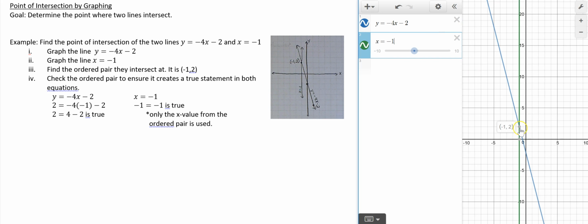If we use our cursor, we can come over to where they intersect, which is a gray dot, and that point is negative 1, positive 2, which verifies our answer that I did by hand earlier.